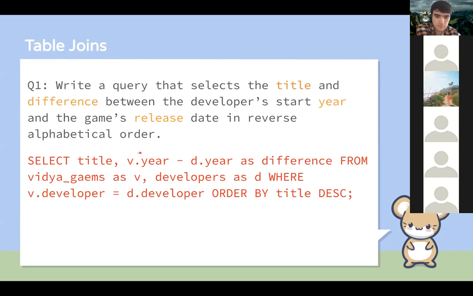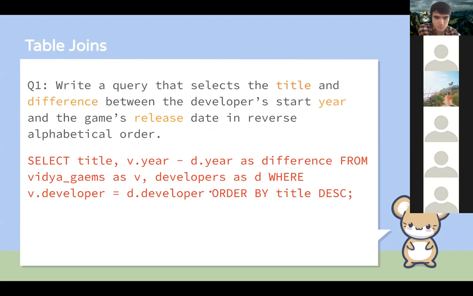Okay. So here, because we want to find the difference between the developer start year and the game's release date, you'll notice that the game's release date is actually a bigger number than the developer start year, so you want to put that first when you subtract. And we will alias this column as the column name difference.